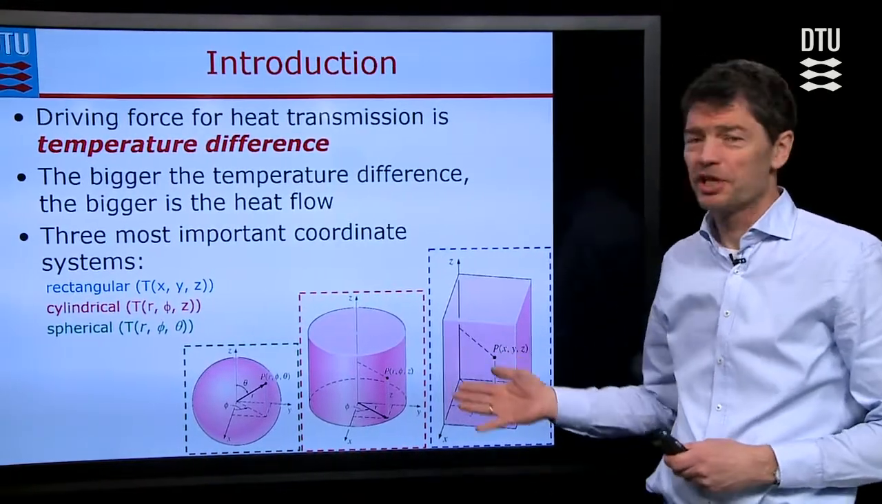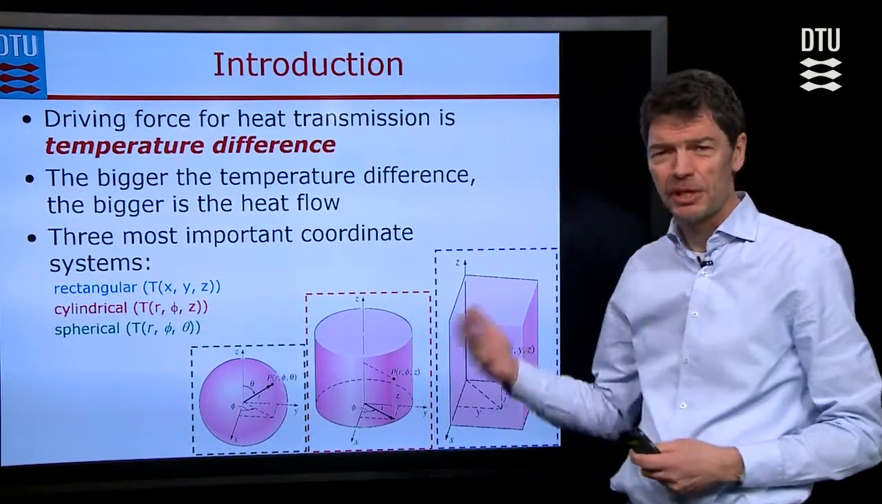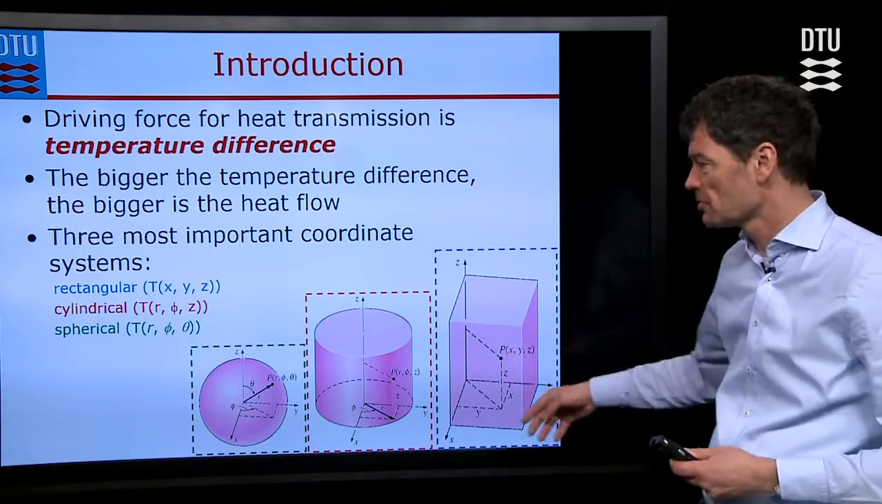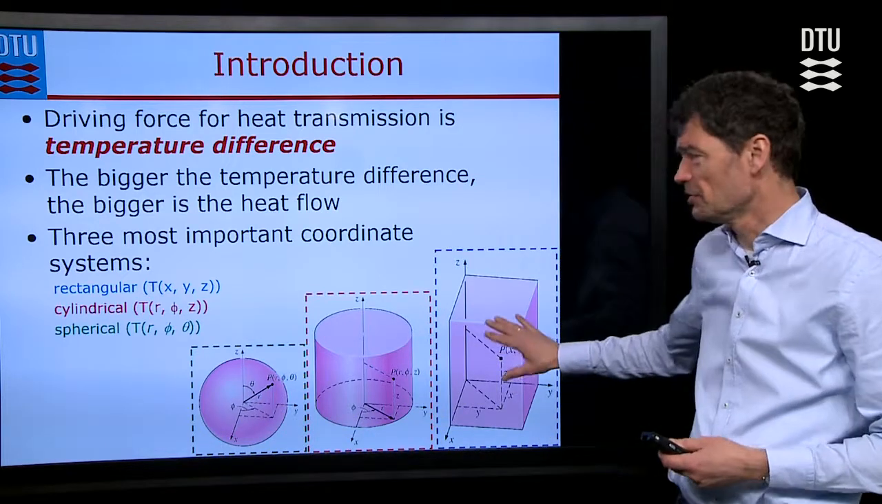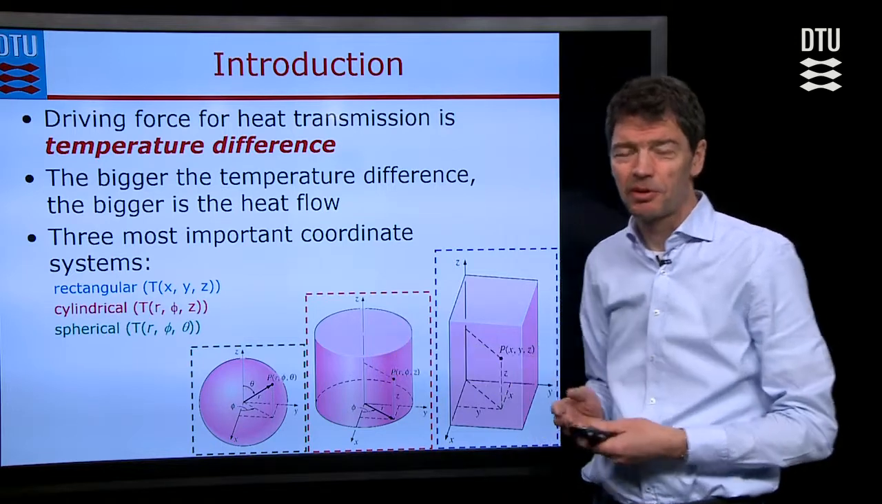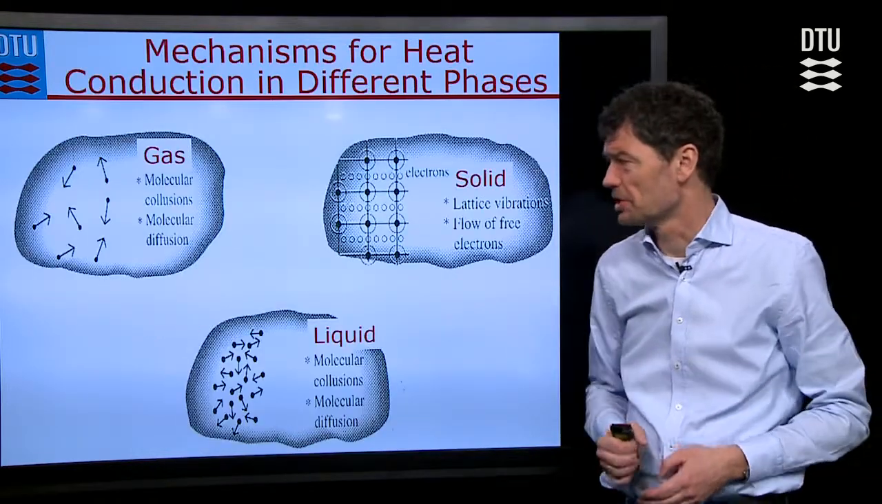Heat conduction can occur in different geometries. For the geometrical system, we can look at a rectangular shape, a cylindrical shape, and a spherical shape. Today we'll cover only the rectangular case, but we'll have a subject later on where we'll talk about the cylindrical. The spherical we will not cover in this course.